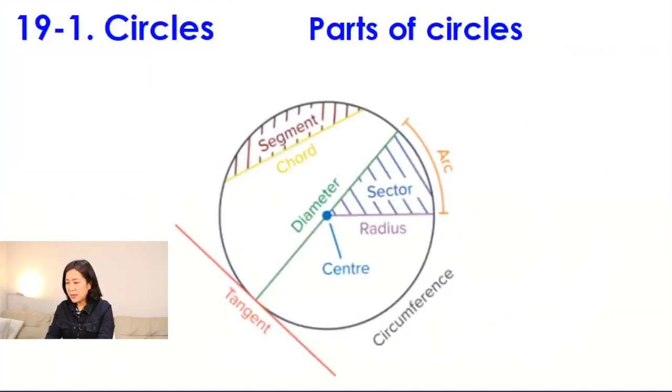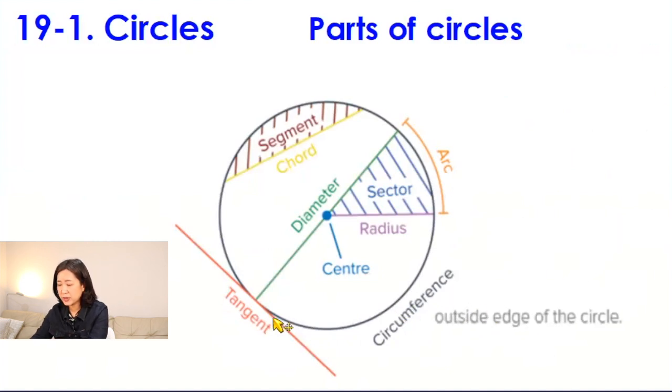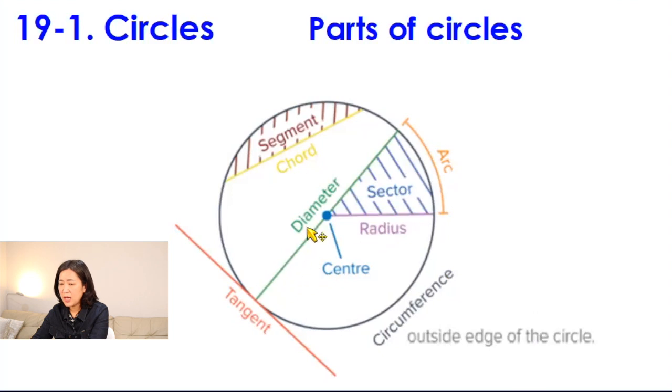Here are all the parts of the circle, and this is very important. Later on, we are going to learn more about circles, so you must know all the parts of a circle. Let's have a look at it together. First of all, you can see the circumference. The circumference is the outside edge of the circle. All around the circle is called the circumference. Then you can see the diameter, a straight line that goes through the center. You can see the center of the circle in the middle, right?